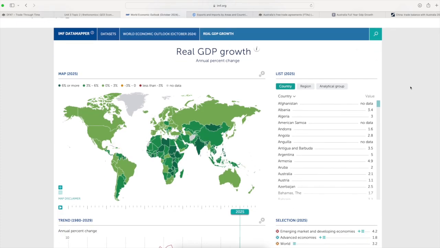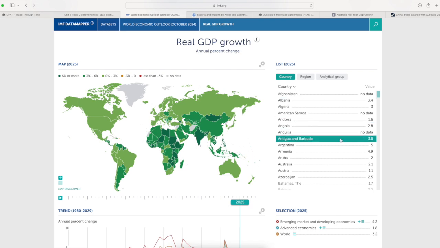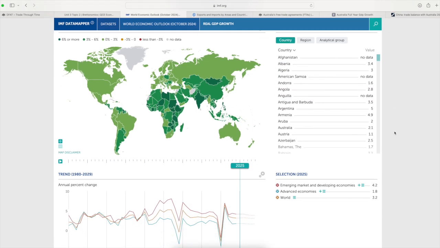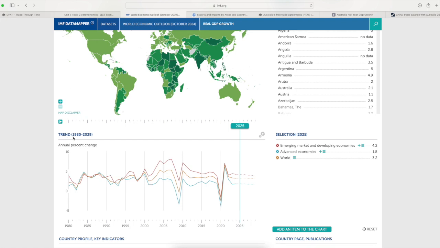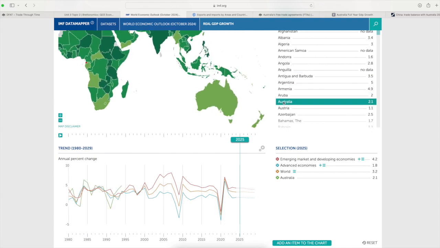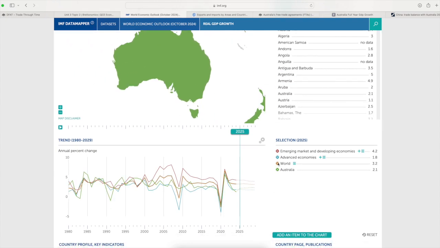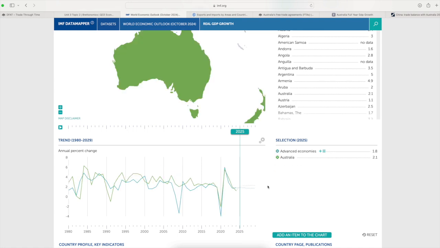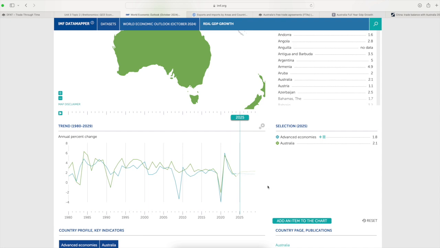It immediately gives me real GDP growth, annual percentage change, for all the countries in the world who provide data to them, most do. And then it provides me with an opportunity to look at trends from 1980 to 2029. We can see here it's giving me trends on advanced economies, world and emerging developing markets. I'm going to add Australia into the mix, and I'm going to remove the world data and emerging markets to compare Australia's performance to advanced economies, who are both our competitors and our customers at different times in terms of the international trade relationships.